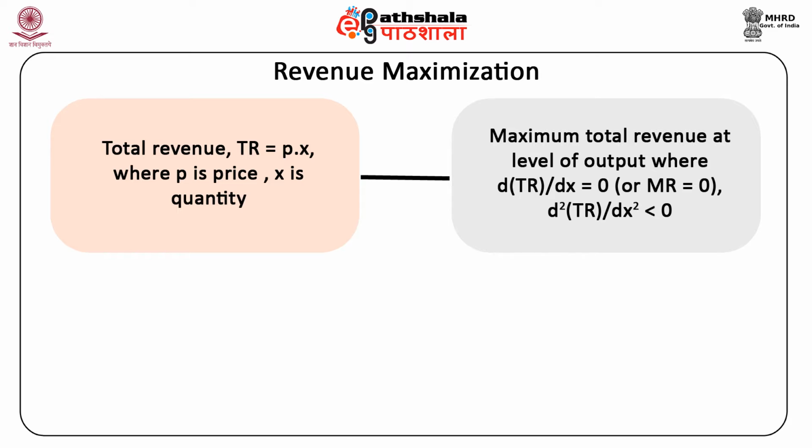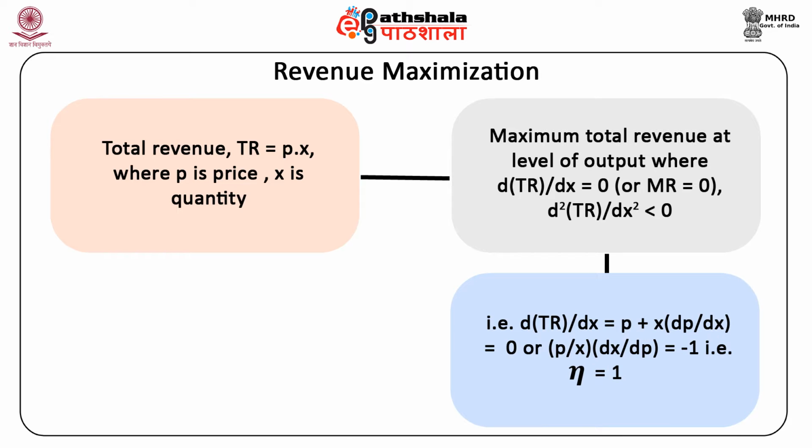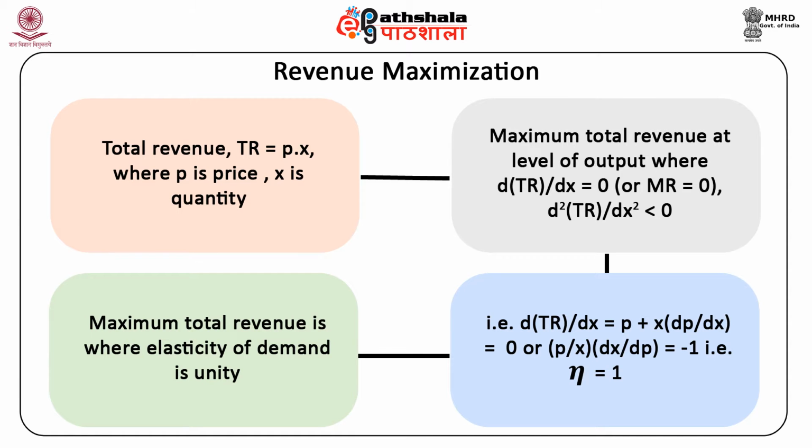The first order condition implies that dTR/dx is equal to p plus x dp/dx is equal to 0, or (p/x)(dx/dp) is equal to minus 1, implying elasticity equal to 1. The maxima of total revenue occurs where elasticity of demand is unity.